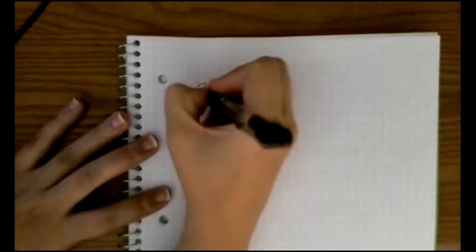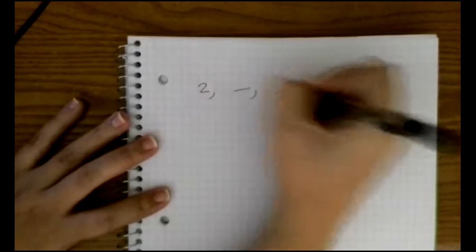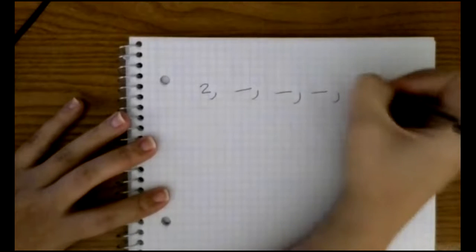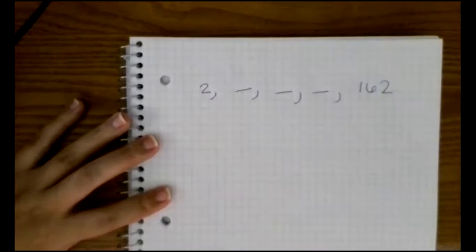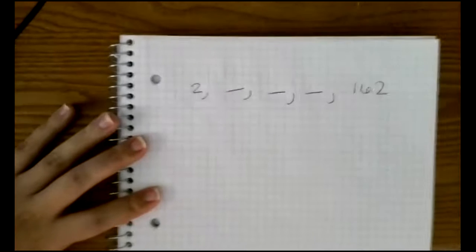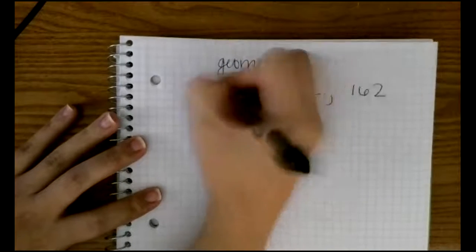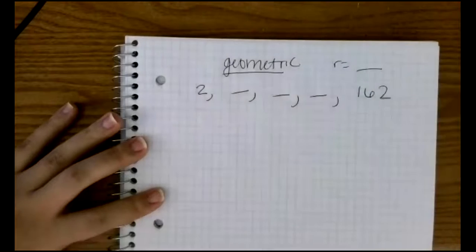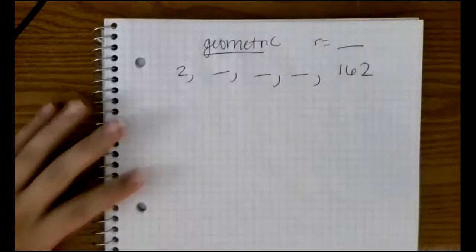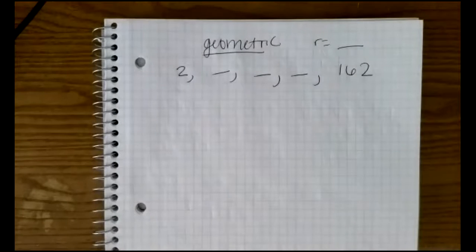Find the terms in the geometric sequence below, and it starts with 2. It skips 3 terms again, and it ends with 162. Now this time it says it's geometric, which means I have a common ratio, not a common difference. Similar to last time, I can set up a little equation to solve.